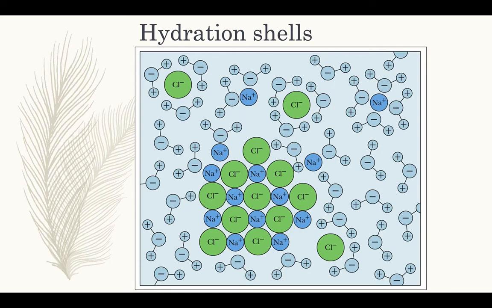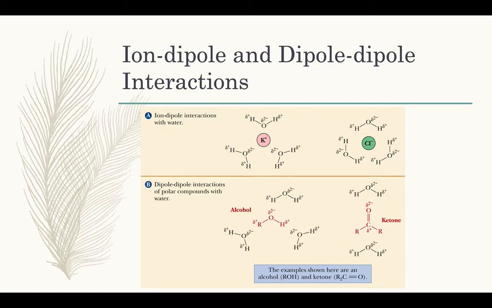Now next, you have here ion-dipole and dipole-dipole interaction. These types of interaction help ionic and polar compounds dissolve in water. So the take home here is that opposite charges attract. Your water molecule will position itself such that it will make available its side that has the positive charge to that of the compound you're trying to dissolve.